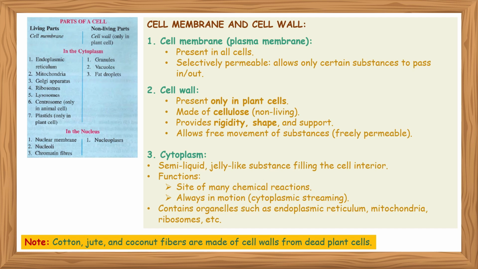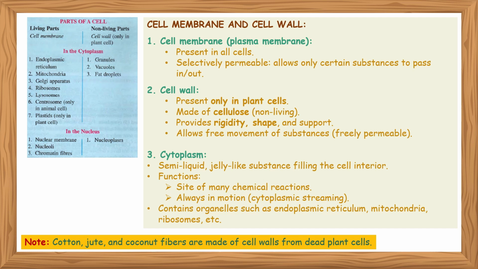Granules, vacuoles, and food fat droplets are the non-living parts found in the cytoplasm. The living components of the nucleus are the nuclear membrane, nucleoli, and chromatin fiber, and the non-living part is the nucleoplasm. Cotton, jute, and coconut fibers are made up of cell walls from dead plant cells.